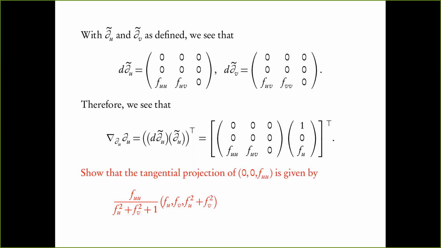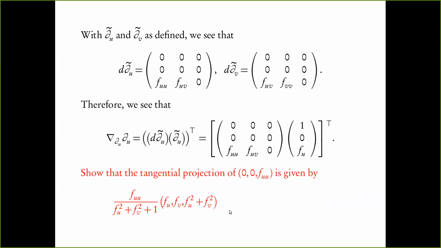Okay? So in either case, you should try this exercise, whichever way you like, but at the end, you should get that the tangential projection of this vector is 0, 0, f_uu, because I didn't do the matrix multiplication right away, but if you multiply, the only term that's left is the third row with this column, which is f_uu. So if you project 0, 0, f_uu to the tangent plane, you're going to get this quantity.